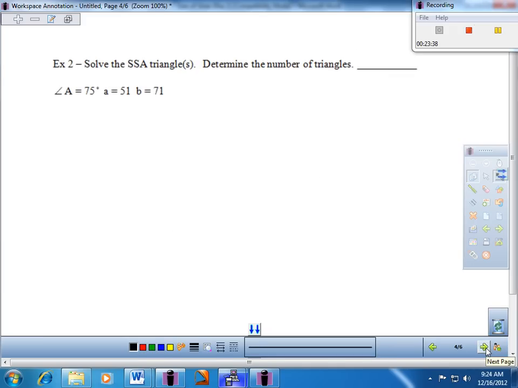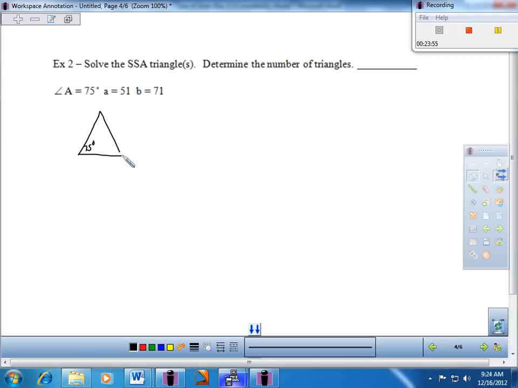Okay, let's go ahead and do this one. Solve SSA, determine the number of triangles. Watch what happens here. And again, I try to draw things to scale, but it's tough because you just don't know what the real look is. So I'm just going to draw something like this, as rudimentary as it gets.